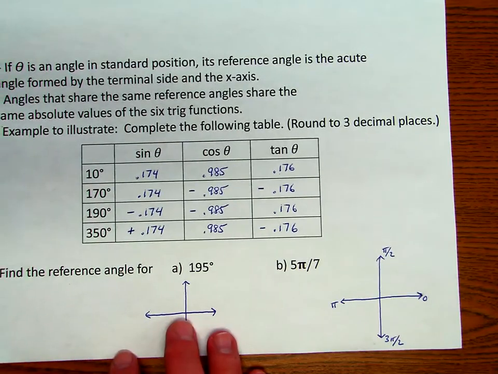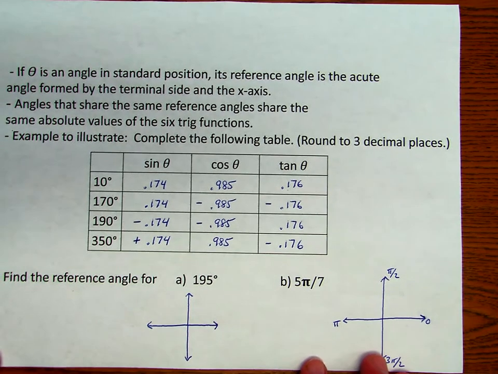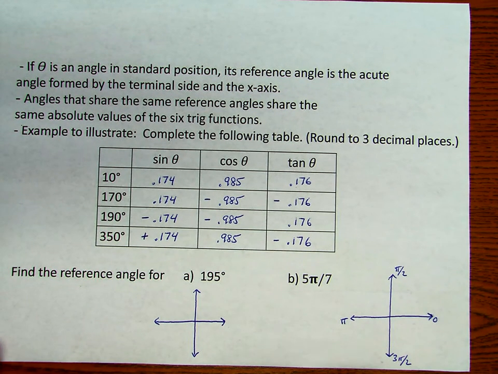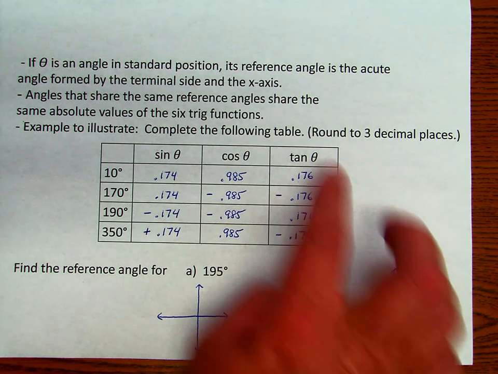All right, for the next slide here, it says if theta is an angle in standard position, its reference angle is the acute angle formed by the terminal side and the x-axis. Angles that share the same reference angles share the same absolute values of the 6 trig functions. And we have an example to illustrate this, and I already filled in the numbers here.